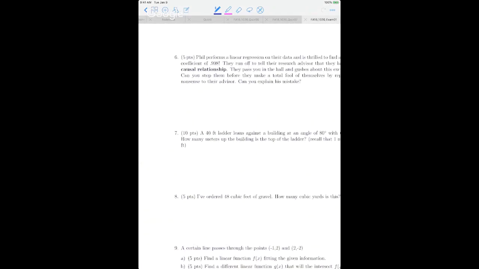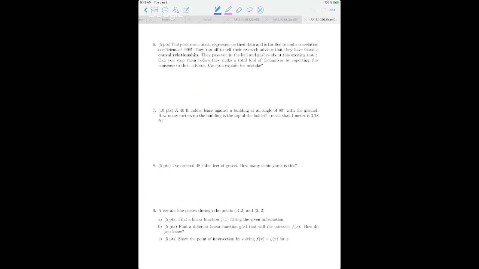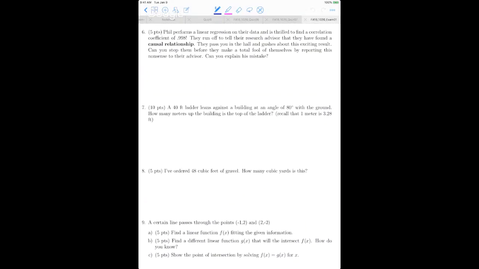All right. Page 3. Here we go, guys. Okay, so this one's a lot of words for a very short answer.